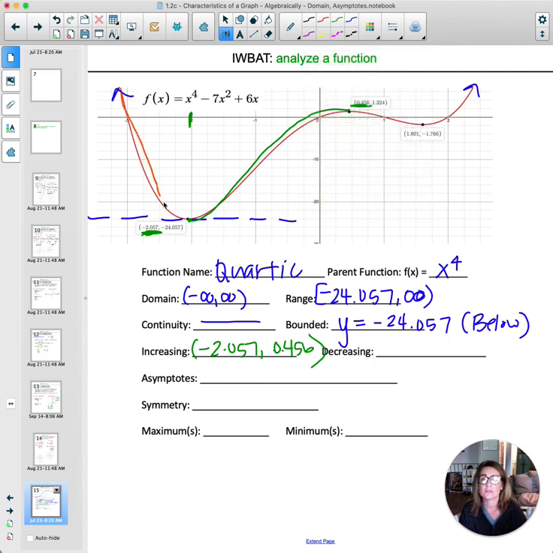It is decreasing here. Okay, so this x value here is negative infinity. It's going to decrease until this x value. Okay, so it's decreasing on this interval, negative 2.057 again. Okay, so decreasing from negative infinity to negative 2.057. Also decreasing from here to here. So this x value 0.456 to this x value 1.601.